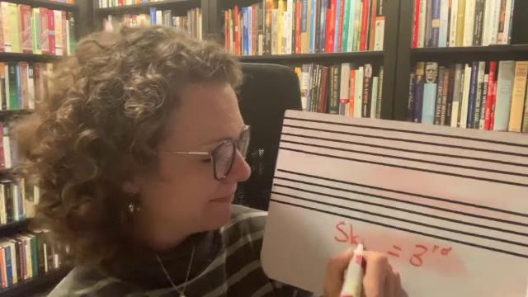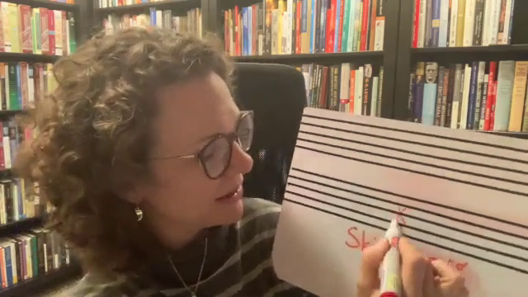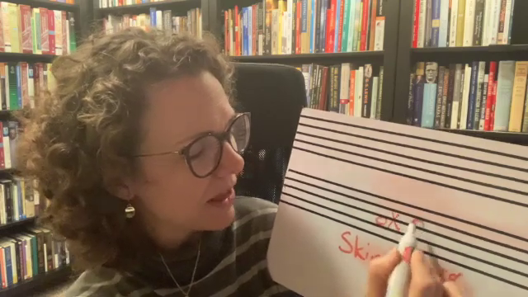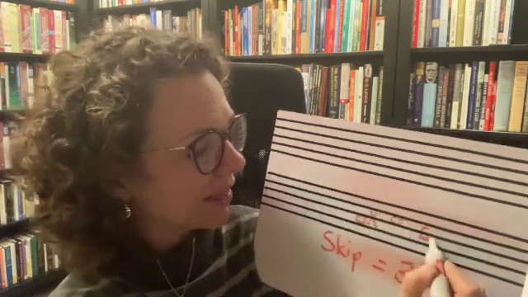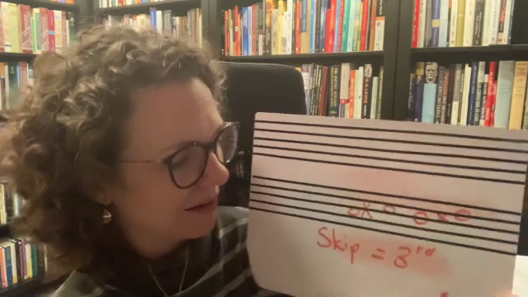A third. Now we can talk about thirds. What's another way to say a third? A skip, right? And the reason we say a skip is because it skips a line. So it goes space, skip the line, space. Or line, skip the space, line.